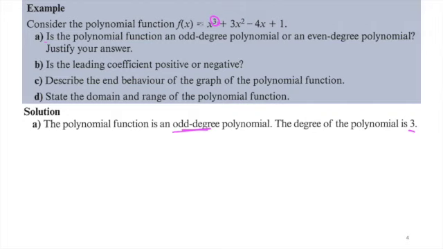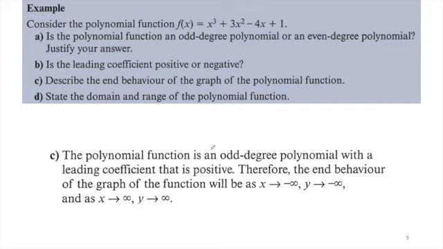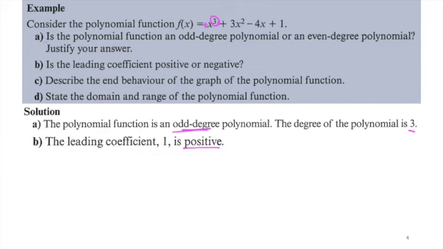Leading coefficient is the thing that's attached out front of whatever you used to determine if it was odd or even degree. So it is a 1. There's no negative in front of it, so it's going to be positive 1, okay? So because it is positive, right now we're looking at an odd degree positive function, okay? Sorry. Describe the end behavior of the graph of the polynomial function.